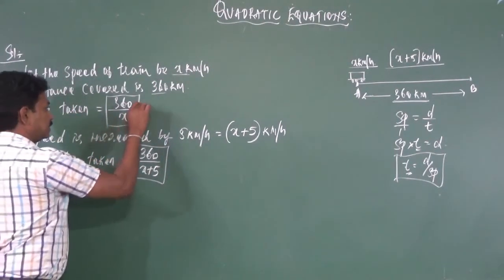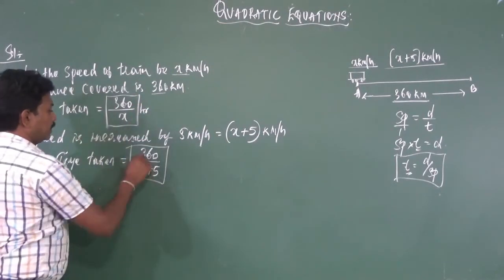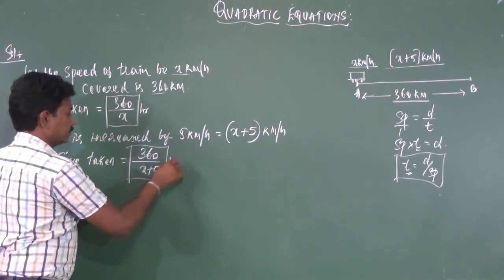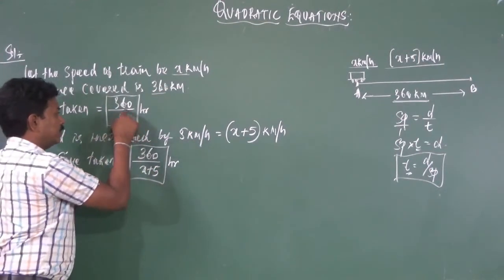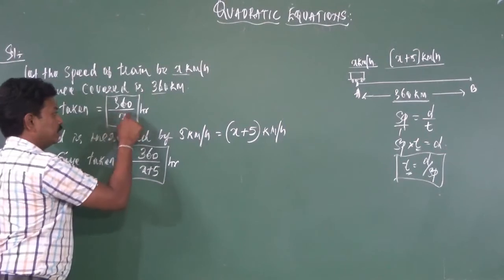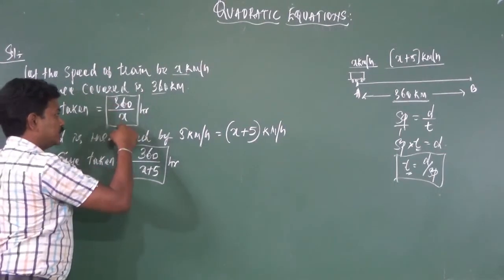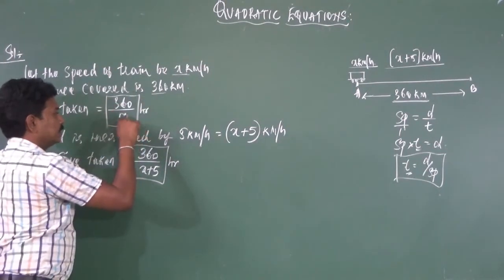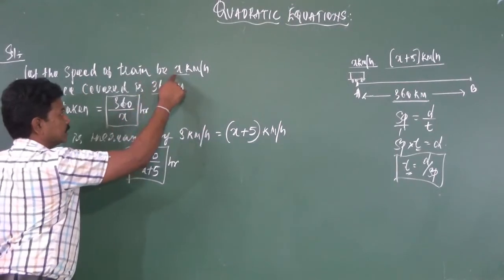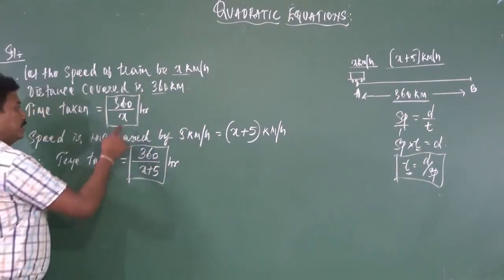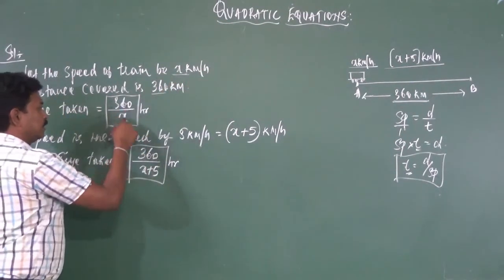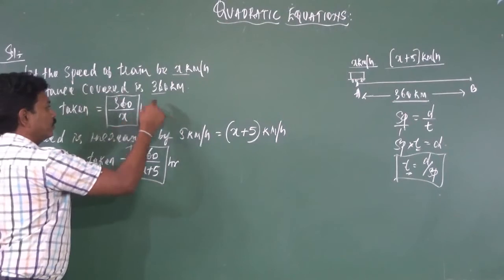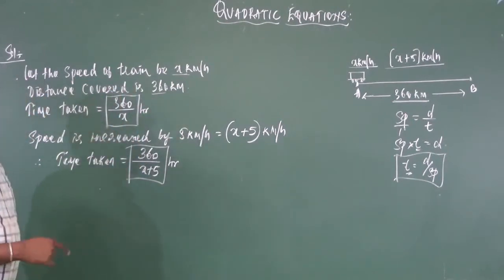Now, 360 by x is some hours and 360 by x plus 5 is also some hours. But here, the x value is the one at which it's just traveling, x km per hour. For example, it is going at 60 km per hour. So 360 divided by 60 will give you a certain value.